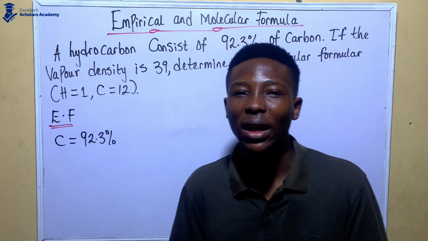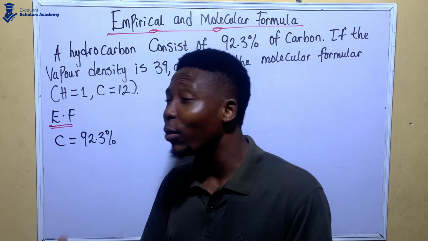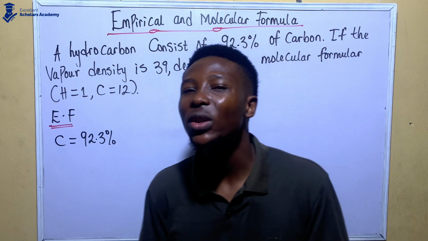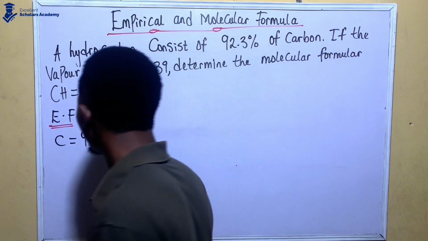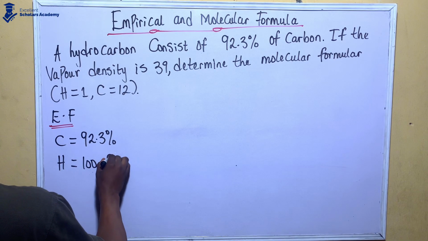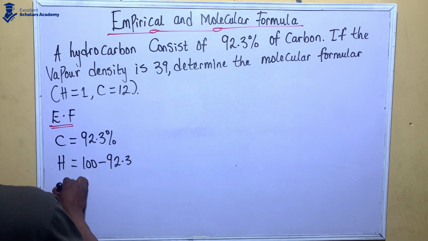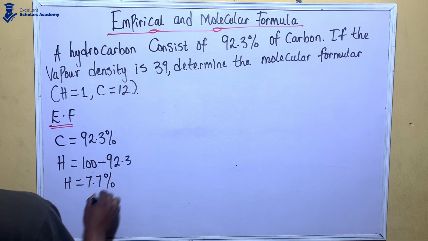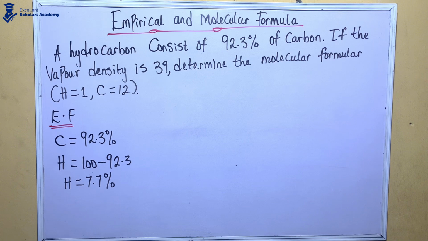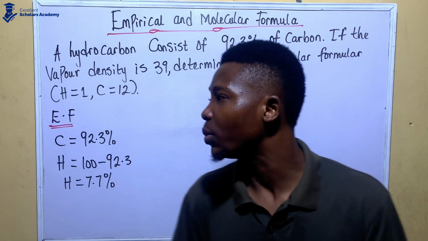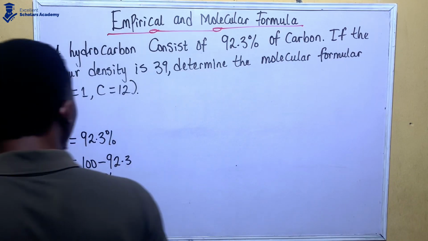Now, we understand that the carbon and hydrogen combined will have 100%. So for us to get the percent of hydrogen, what do we do? 100 minus 92.3. That's going to give us 7.7%. So the percentage of hydrogen is 7.7%. Now we can move straight to finding the empirical formula.